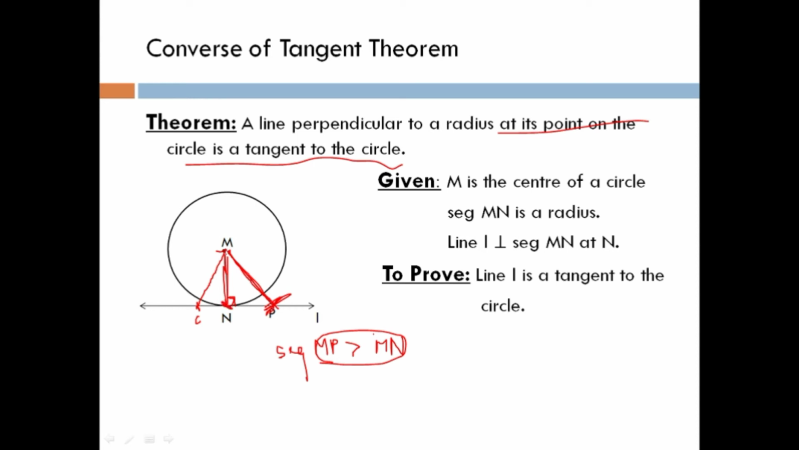Okay, so definitely this is the radius of the circle, and this is perpendicular to the line given, and none other than point N is perpendicular. We can see here this is not perpendicular, this is not perpendicular. So hence we say that line L is the tangent to the circle.